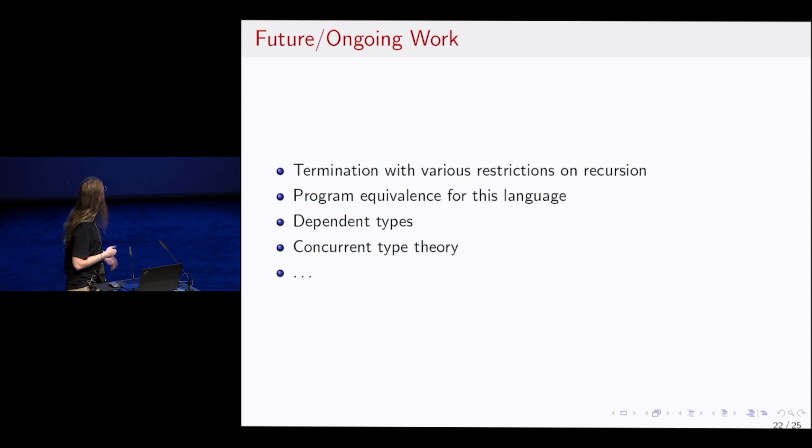So there's a variety of possible future work, and some of this is also ongoing. For instance, adding in recursion to the language and trying to prove termination with some sorts of restrictions, maybe only having inductive types. Trying to give a sense of program equivalence so that we can eventually have dependent types for this language, with the eventual goal being to have a concurrent type theory for reasoning about concurrent programs more broadly.